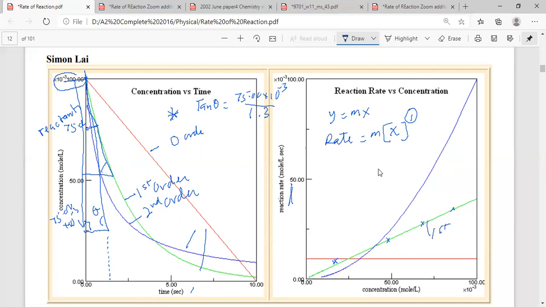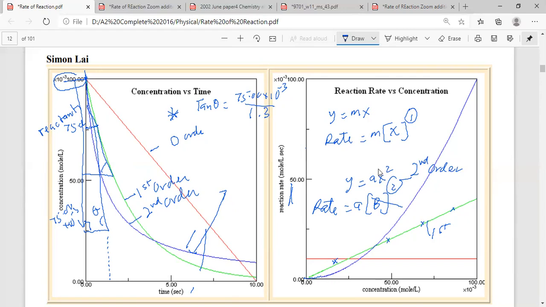Of course, if it's a curve like this blue line here, and you plot similarly for all the slopes, the tangent at every concentration, you get a curve like this. Of course, it's going to start from 0 here. This equals what? y equals ax squared. So y is the rate, a is a constant, and x is the concentration, with power 2 there. That's why it's second order.